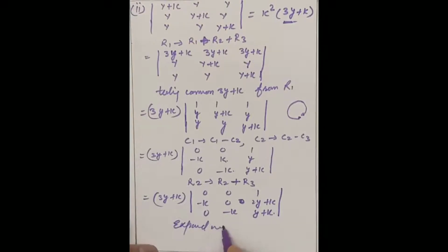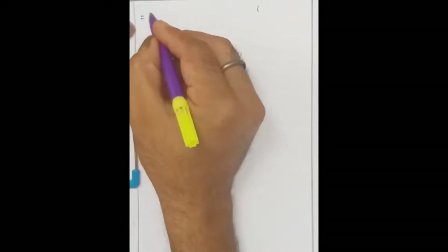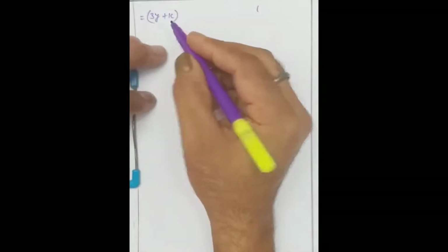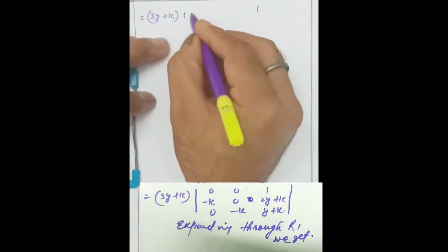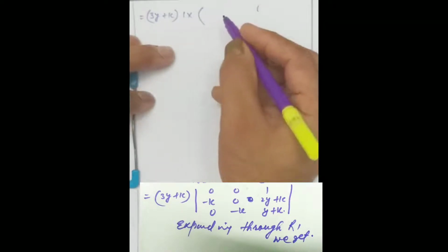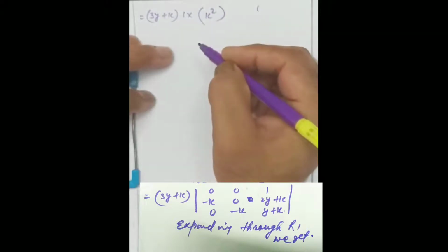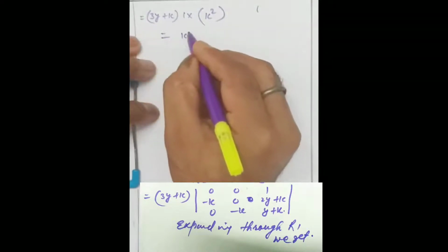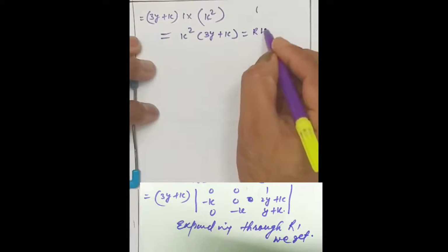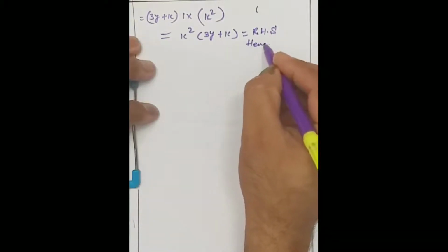Expanding through R1, we get, after the expansion, the outside factor is 3y plus k, and inside the first element is 0 at the top, second is also 0, so the third one is 1 into this, minus k and minus k, this becomes plus k square, and that's all, is equal to k square into (3y plus k), which is equal to the right hand side. Hence proved.